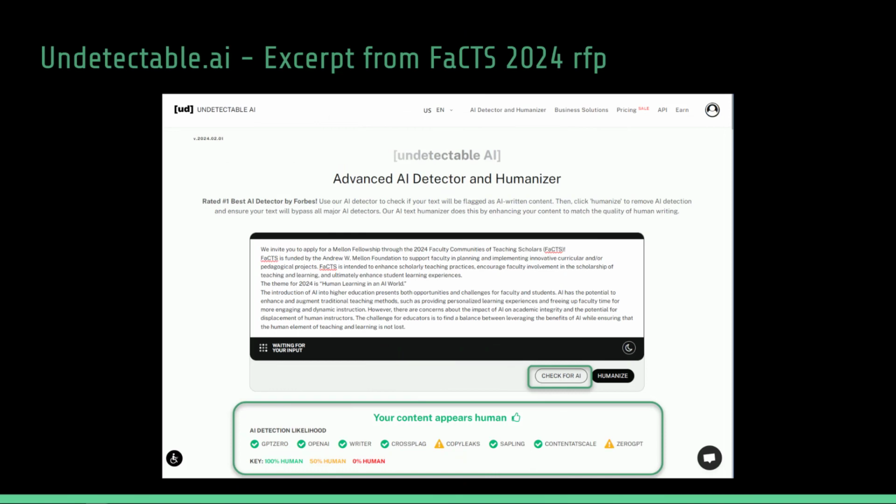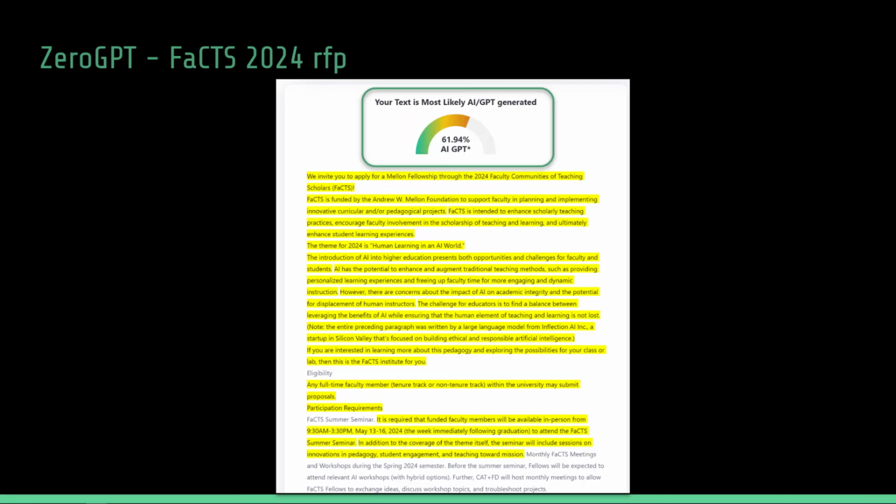My next experiment was to add the first few sentences of the RFP along with the AI generated paragraph and run that through undetectable.ai to see what the results would be. So now I have about 50% human written text and 50% AI generated text for testing purposes. As you can see, when I check for AI writing, my overall result from undetectable.ai is that my content appears to be human written. My last experiment was to submit the RFP to Zero GPT to check for AI writing.